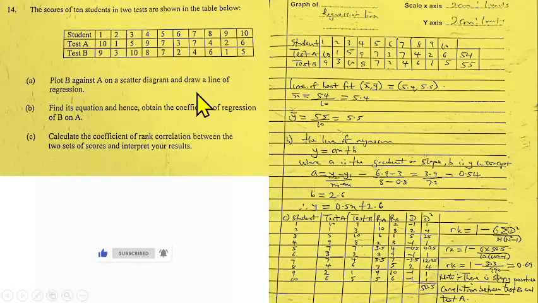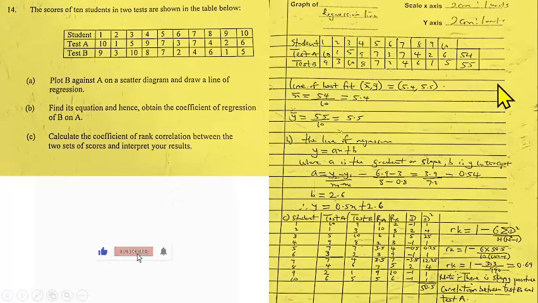Now question number 14 is on correlation and regression. You have been given that the scores of 10 students in 2 tests are shown in the table below. We have students from 1 to 10, and you have their test A and test B, giving their scores. So you have to plot this scatter graph. You have to plot B against A and draw the line of regression. So all you need to do is to plot a scatter graph based on the information given to us.